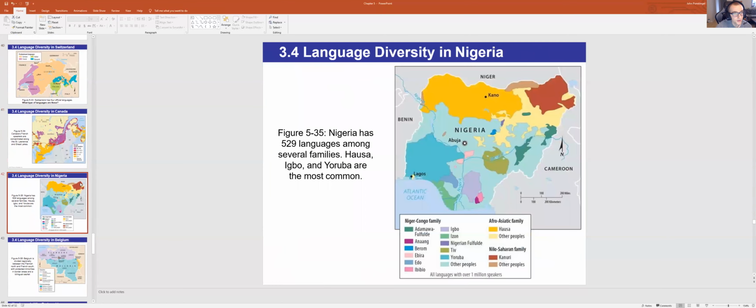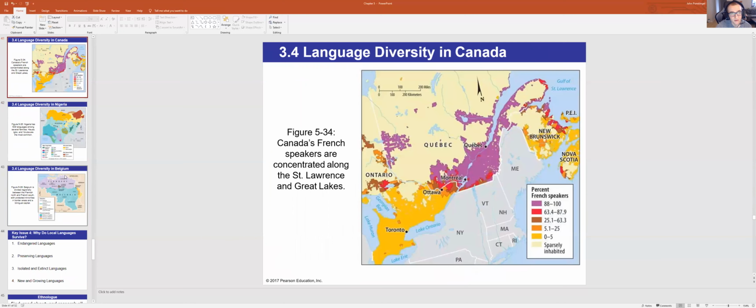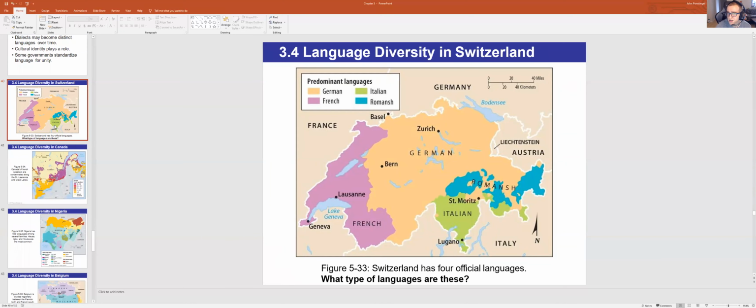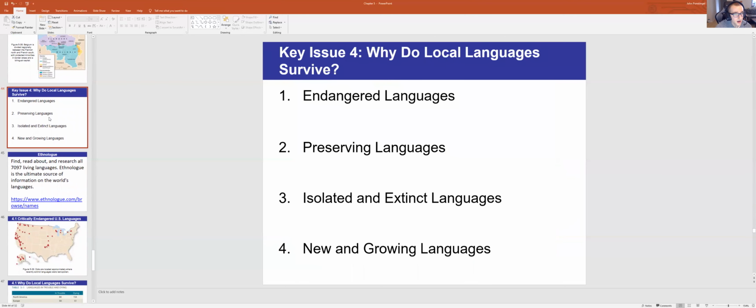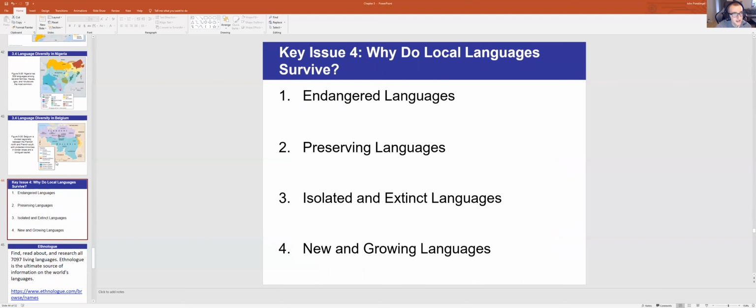So as we're moving through, right, we have different examples of language diversity. And if I was to ask you, on an exam for extra credit, how many languages does Switzerland officially have? You would say what? 4. Okay. And so the rest of this you can go through on your own.